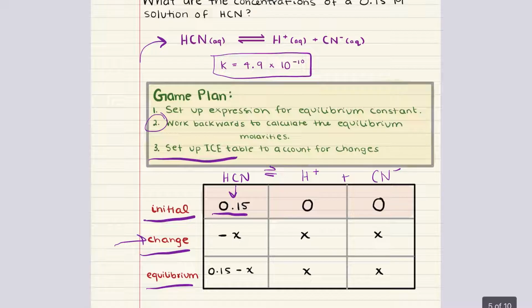Then our final category is the equilibrium. The final row here is going to be the initial concentration minus or plus the change. So for hydrogen cyanide, that's going to be 0.15 minus X. And for hydrogen and cyanide ions, that's just going to be plus X.